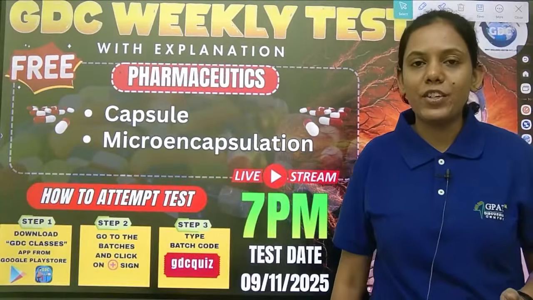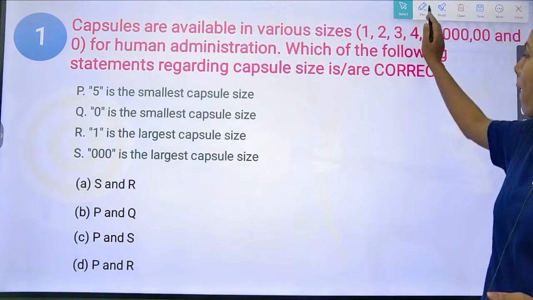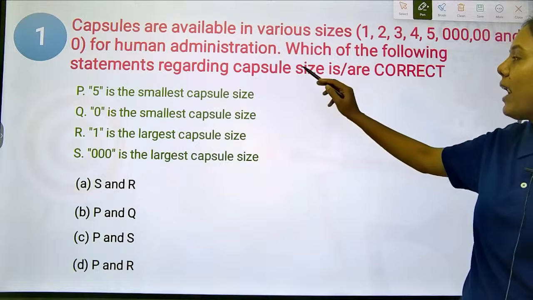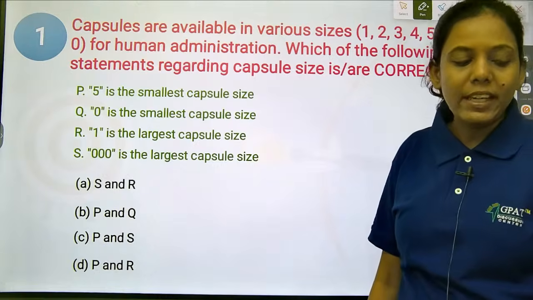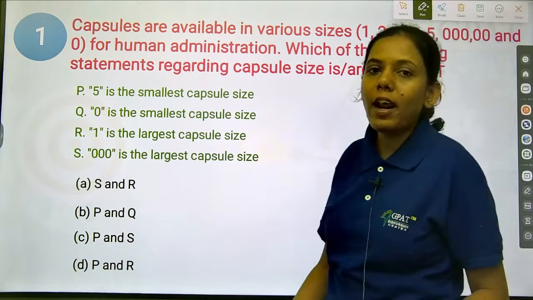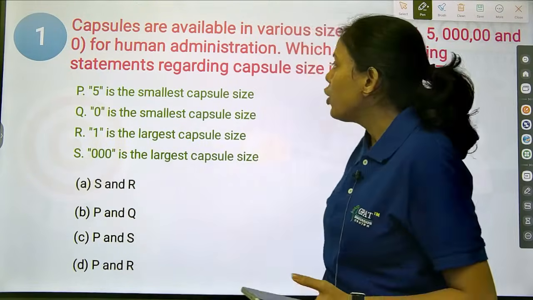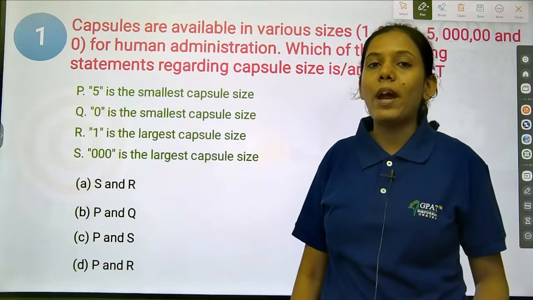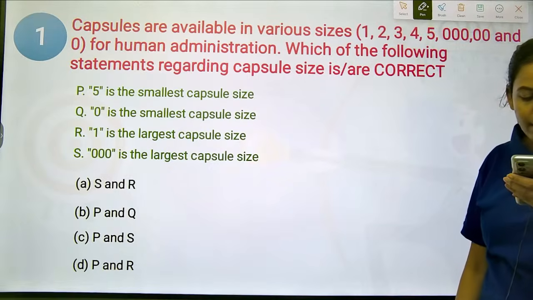So the very first question that was asked in your GDC weekly test is, capsules are available in various sizes, that is 1, 2, 3, 4, 5, 000, 00 and 0 for human administration. Which of the following statements regarding capsule size is correct? So basically here they are asking that, of course, for hard gelatin capsule, because for soft gelatin 000, 00, these are not the sizes. So we have to identify P, Q, R, S. These statements are given and we have to identify among them which is the correct statement. So can you tell me which should be the answer for this?